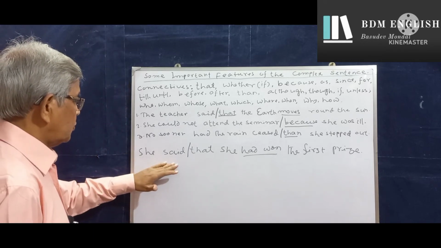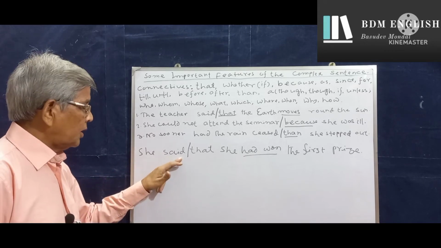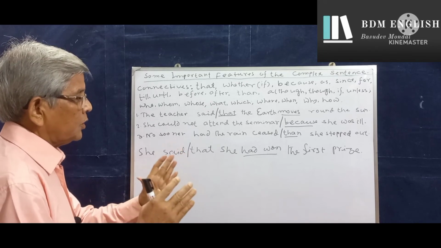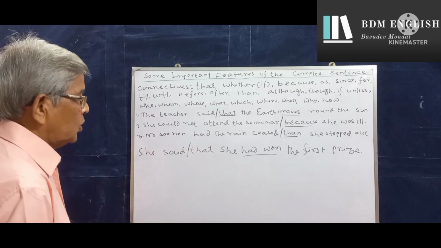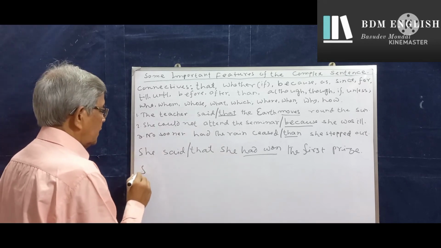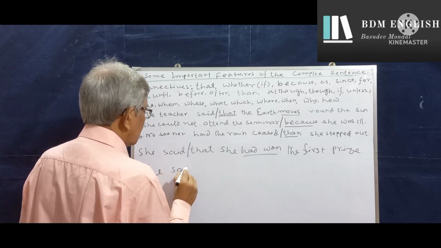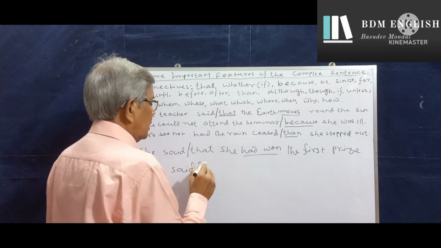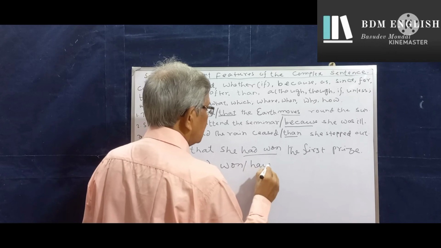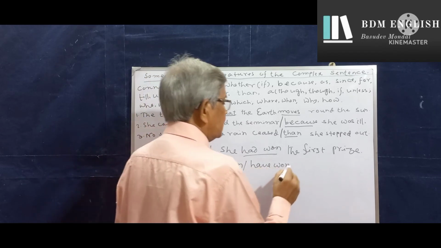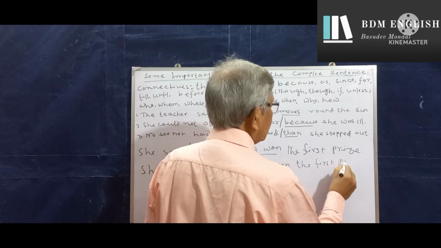The reporting clause becomes the principal clause of the complex sentence, and the sentence within quotes, the actual direct speech, becomes the subordinate clause of the complex sentence. The direct form of the speech was: I won, or have won, the first prize.